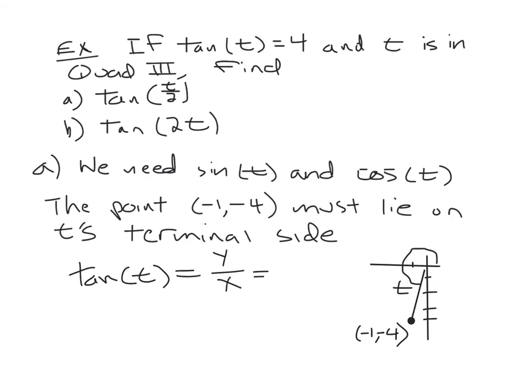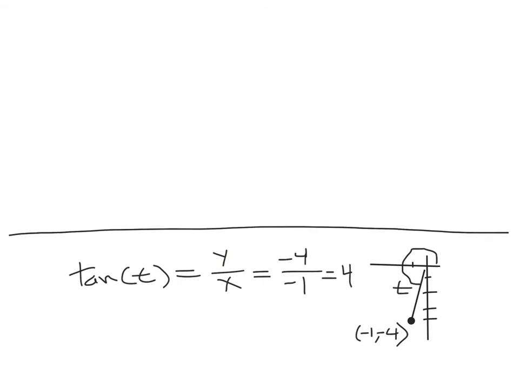on t's terminal side, that means that the tangent of t is y over x, which in this case would be negative 4 over negative 1, which would be 4. So we're kind of reverse engineering. It has to be negative 1 and negative 4 because it has to land in quadrant 3. And then we're just inventing this point, and we're going to use this point on t's terminal side to get the sine and cosine of t.